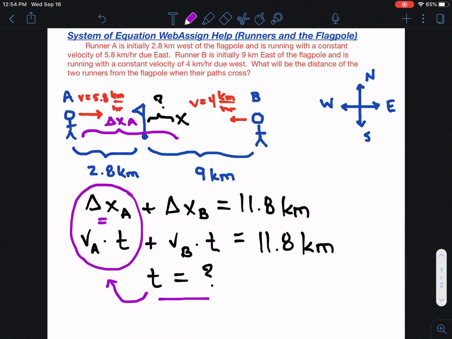Understand though, that is not how far runner A is from the flagpole. That is how far they are from where they started right here. So if I actually want to figure out the displacement from the flagpole, which again is shown in black, the X to the flagpole, I'm actually going to have to take this value I just calculated for distance of A and subtract 2.8, because if I show you even down here, the difference between them is then going to equate to the flagpole to the X.